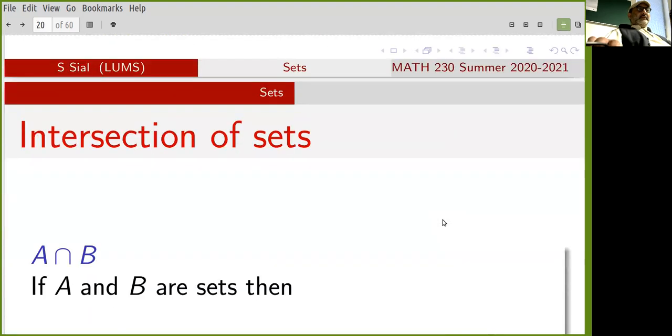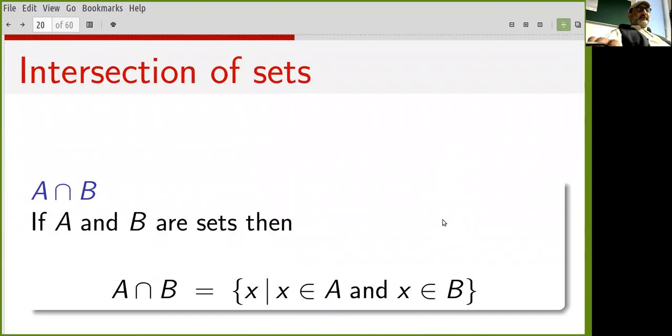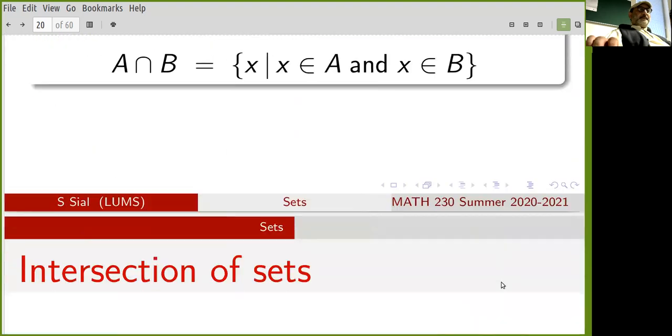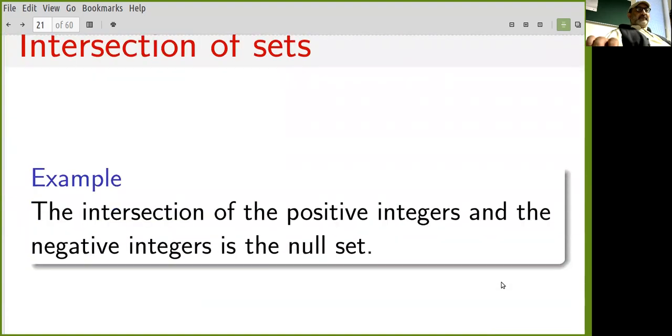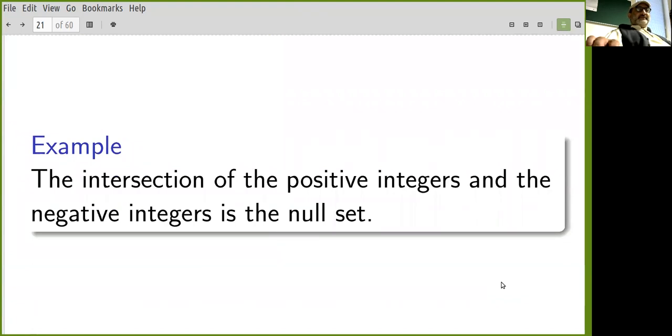We have the idea of an intersection of sets. If A and B are sets, then this notation here means intersection. The intersection of A and B is the set which contains all the elements which are in A and, at the same time, are elements of B. So the intersection of the positive integers and the negative integers is the null set, for example.